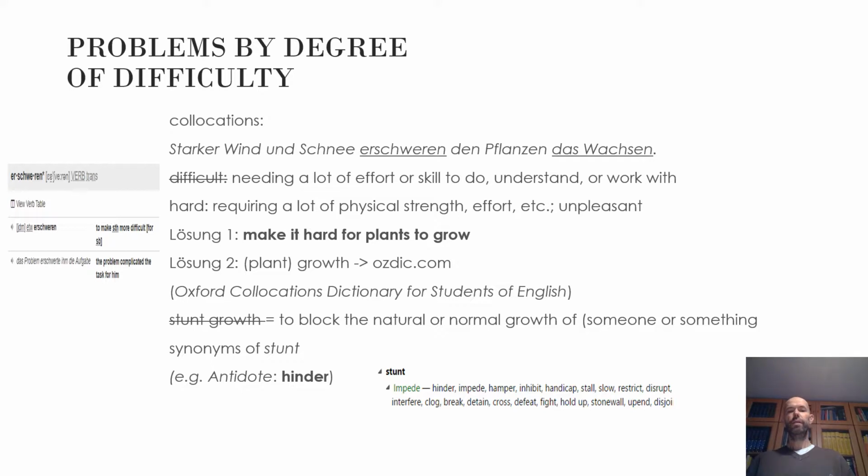Or we could nominalize "wachsen". Well, it's already nominalized. It's a deverbal derivation, but it looks the same as the verb, and it's not the same as "Wachstum" in German. Here we go for "growth", which is the noun derived from "grow" in English. We could talk of plant growth, and then look for a suitable collocation in a collocations dictionary.